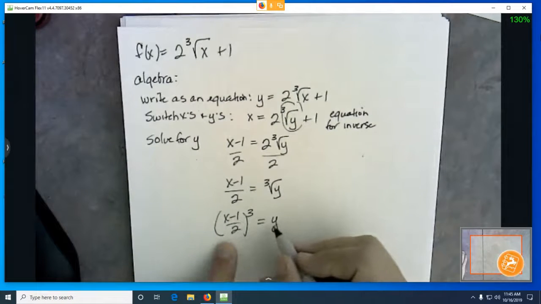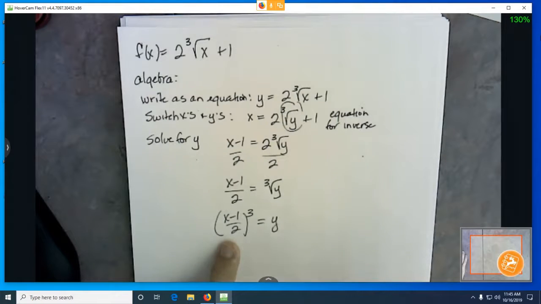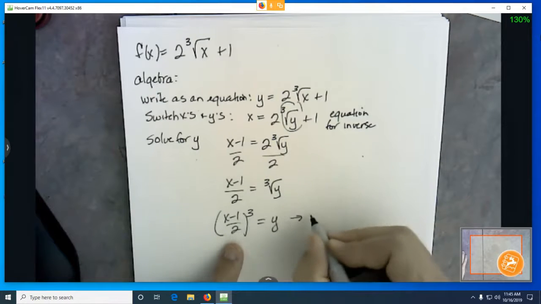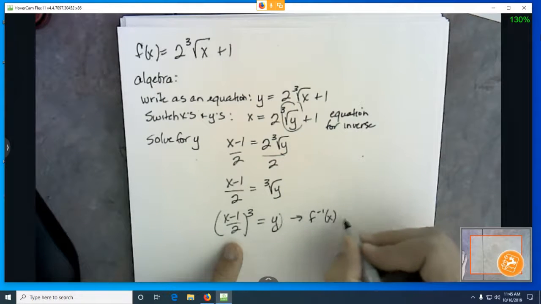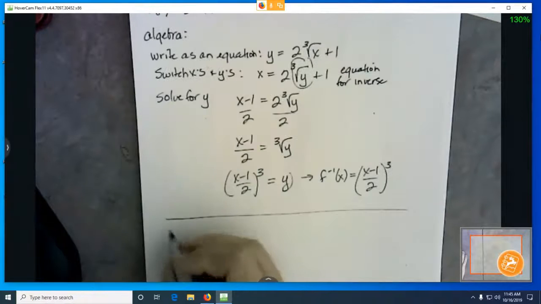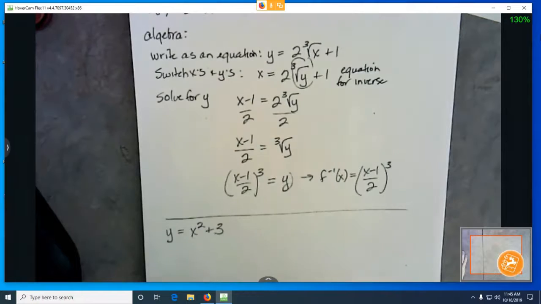Now we've got this solved for y, and this gives us an equation for our inverse that we could put in our calculator. We could also write this in function notation. So for function notation, instead of the y, we'd write that as f inverse. Like that. Let's go back and do that also with that last function that we talked about.